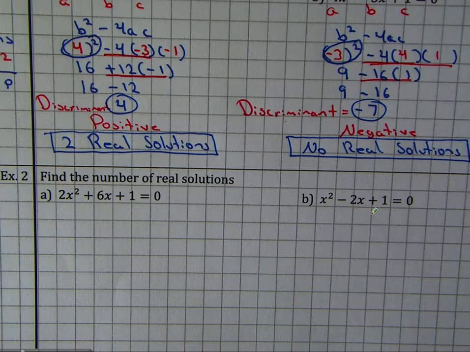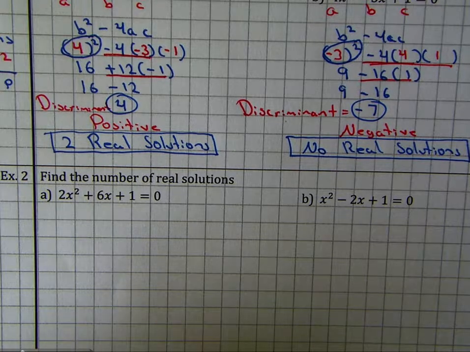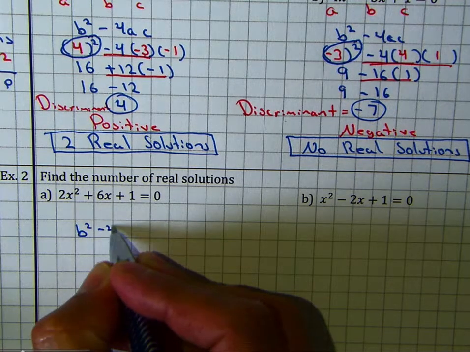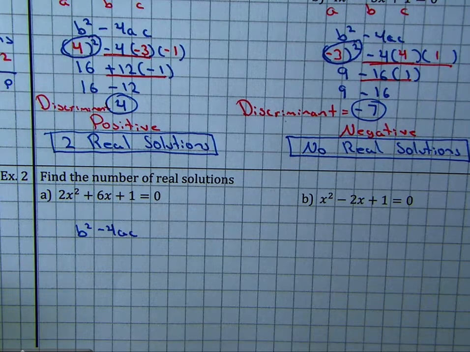Go ahead and pause it if you need to. So go through the process. Find b squared minus 4ac. And I hope you've said that first time.